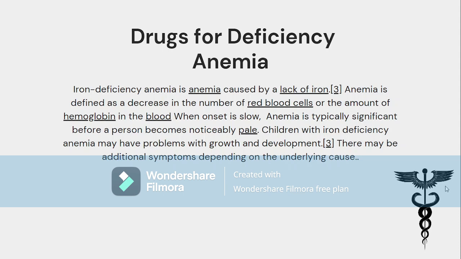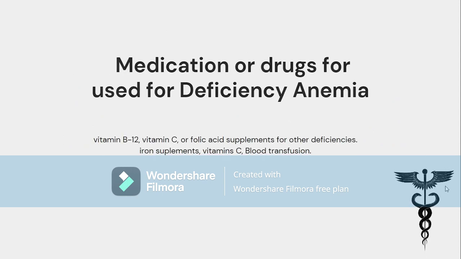The first drug is the iron supplement. Iron deficiency anemia is the most common type. Iron supplements are prescribed to replenish low iron levels. They help the body produce more red blood cells. Iron supplements can be in the form of tablets or liquid, and they are usually taken orally.